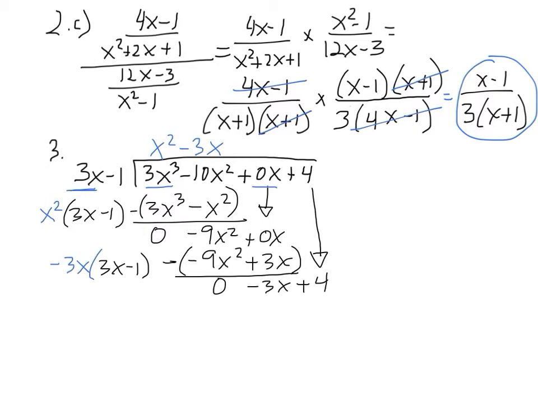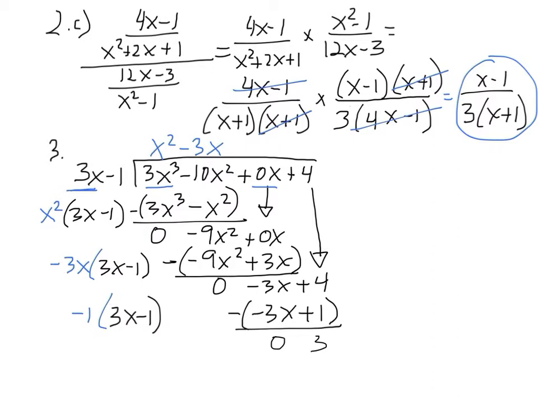And I'm going to have to multiply negative 1. And the negative 3x goes away. 1 becomes a negative 1. So I have a remainder of 3. So I have minus 1 with a remainder of 3. And that would be my answer.